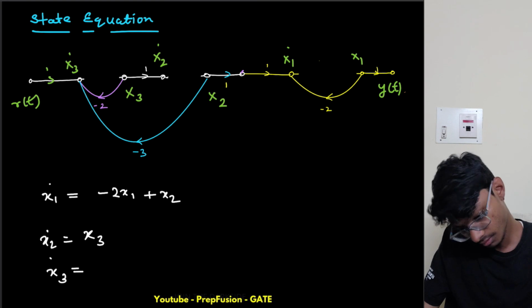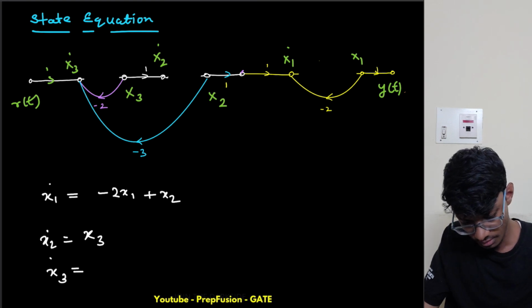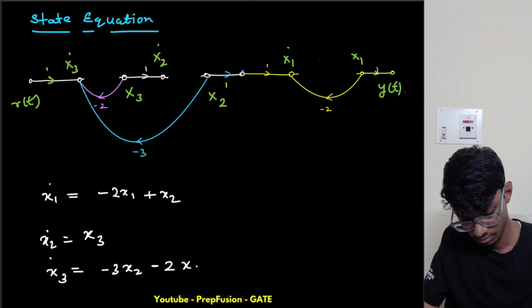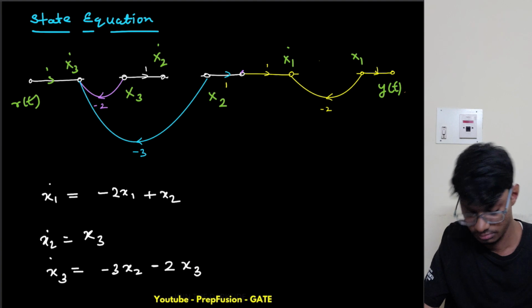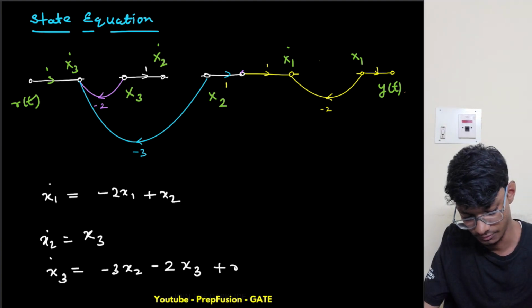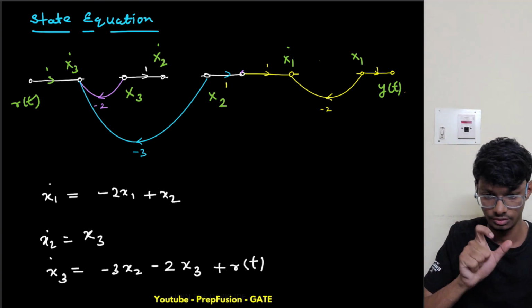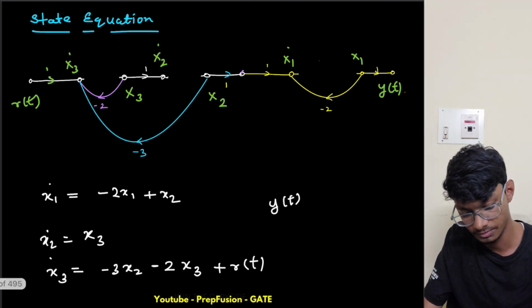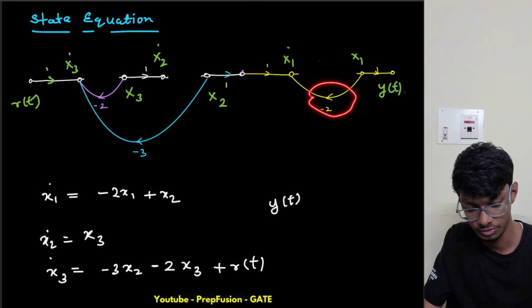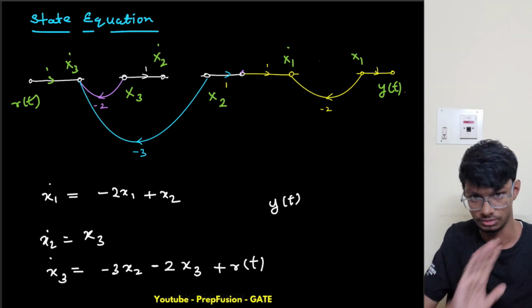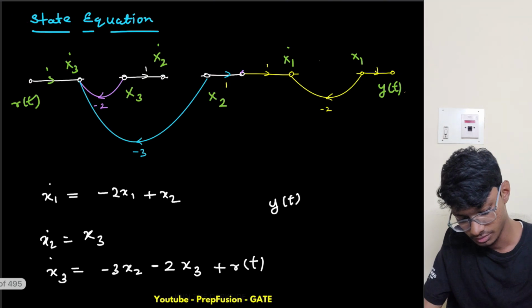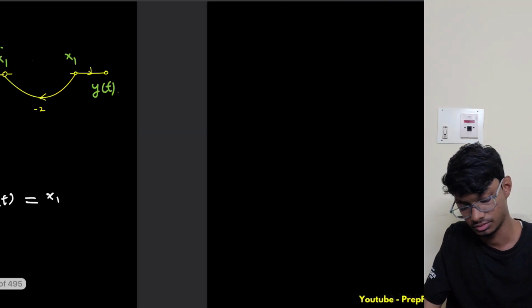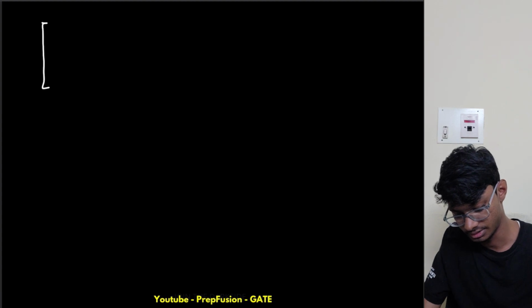So this will be minus 3x2 minus 2x3, and plus r of t. So x3 dot equals minus 3x2 minus 2x3, and we have r also. Now what is y of t? Only x1 has the path, as the others are opposing the flow, so none of them can come here. So y of t equals x1.